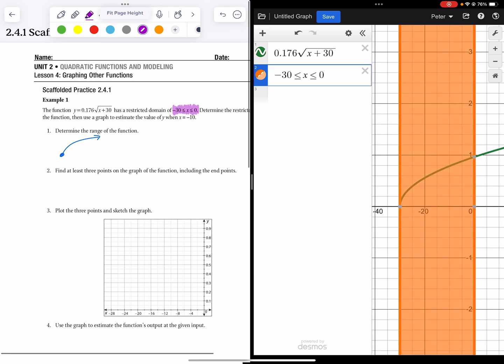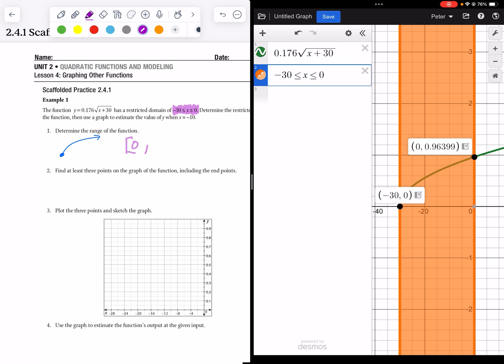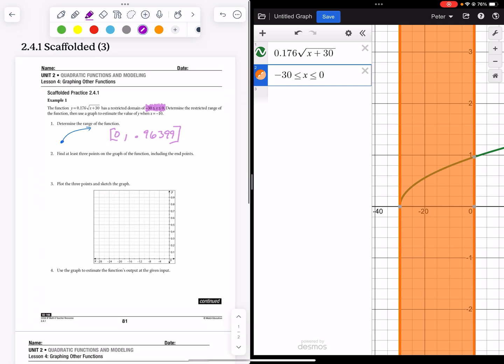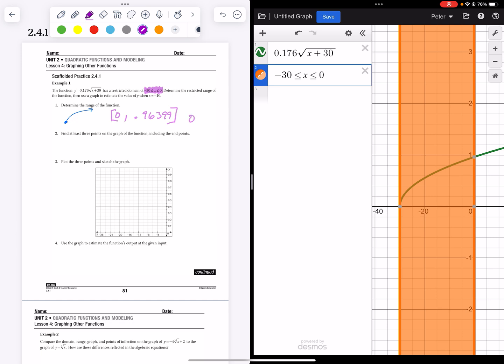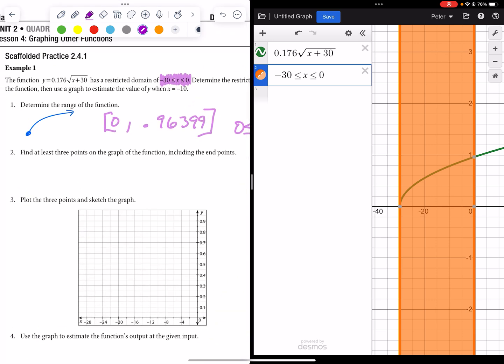All right, so what is the range? The range goes from 0 to 0.96399. Or you could say that using bracket notation, or you could say 0 is less than or equal to y is less than or equal to 0.96. Find at least 3 points on the graph, including the endpoints.